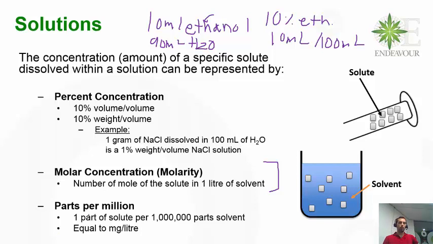Also, another way of working out concentration is number of parts per million. A part per million means you've got 1 part solute per 1 million parts of solvent. So this is equivalent to milligrams per liter. If I put 1 milligram of salt into a liter of water, that would be 1 part per million.